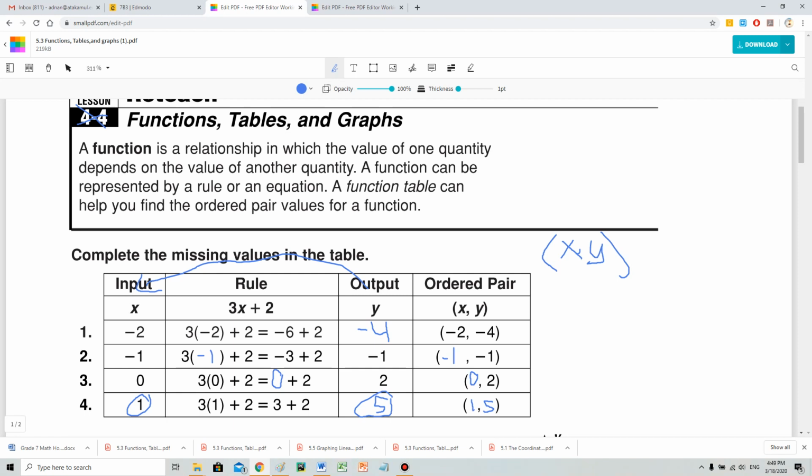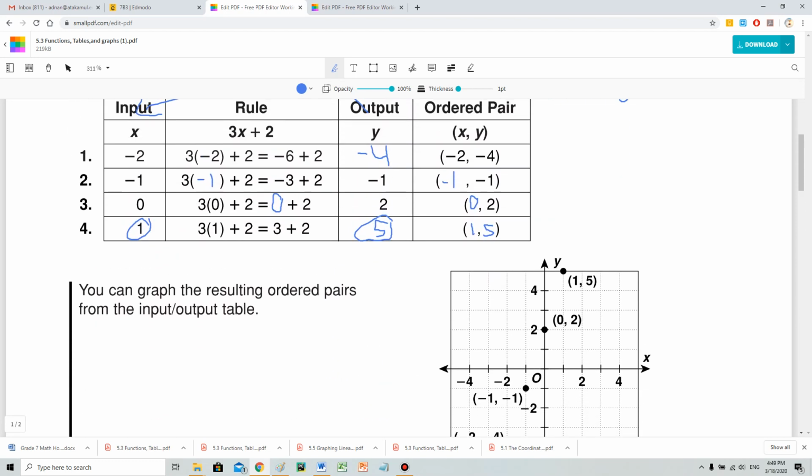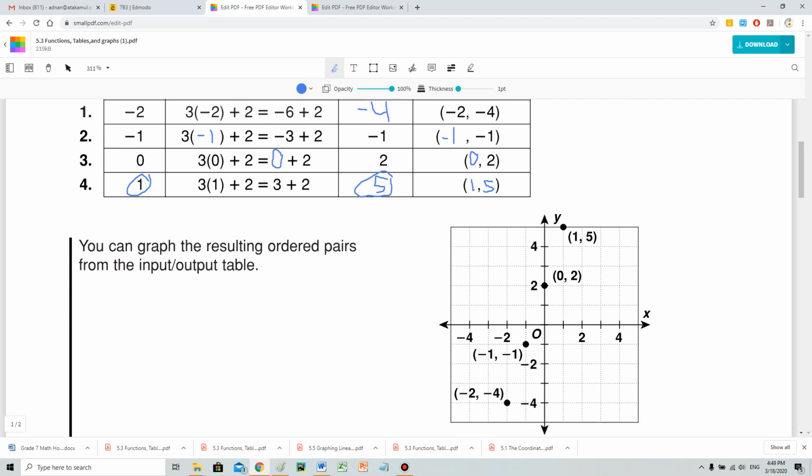Okay. So let's look at another example. Oh, well, they have it over here. So if you look over here, you'll see the first point, (-2, -4), is just down over here. That's the point over here. Then the next one is (-1, -1), which is over here. And the next one is (0, 2). So (0, 2) is over here. And the last one is (1, 5) over here. So they graphed the resulting ordered pairs over here.